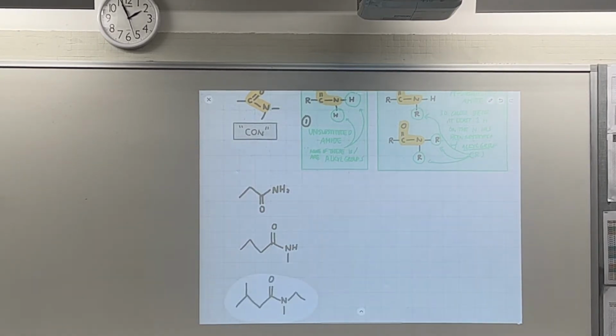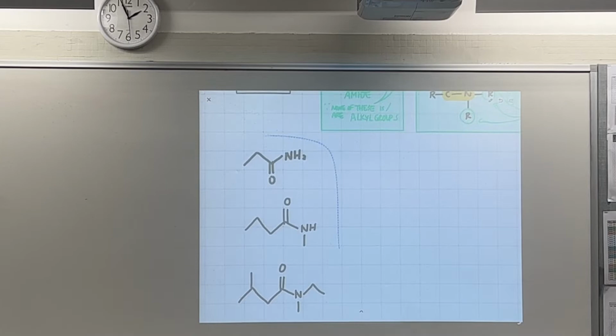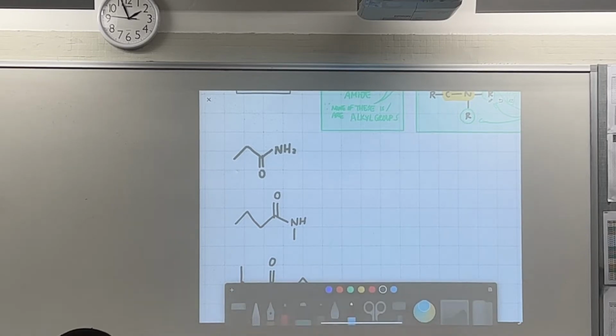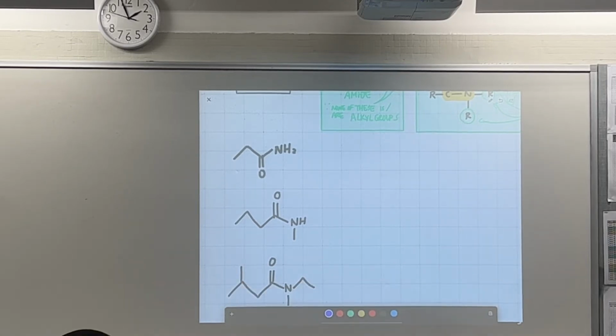No need to name them. Yeah, only unsubstituted amide do you need to name. Okay, they end in the suffix anamide. So this is, how many carbons does it have? 3. What is the root for 3 carbon? Pro, so propanamide base. So write down propanamide.